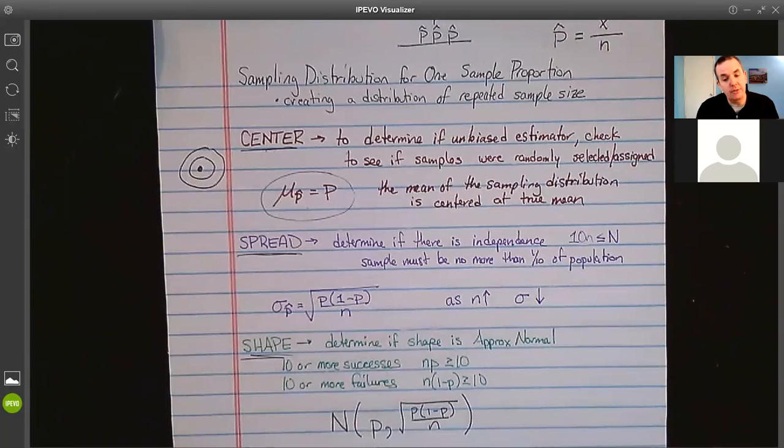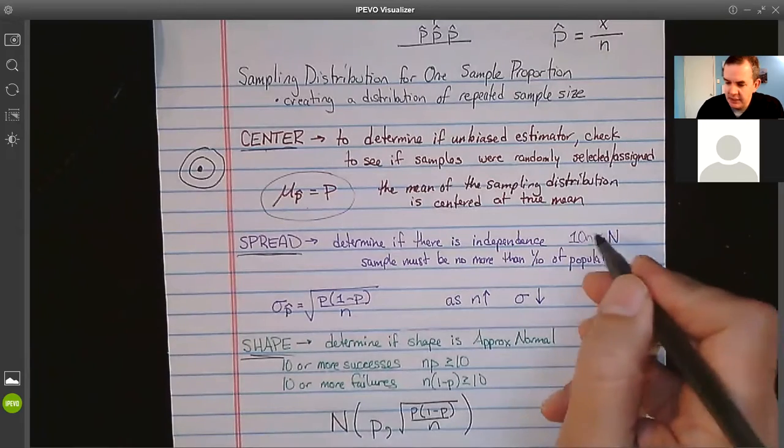The next check is spread. So spread is also variability. This is where my standard deviation is going to come into play. And that check is that new one.